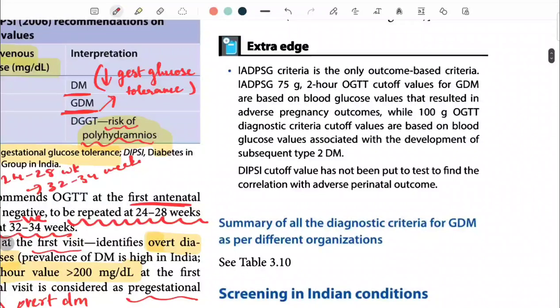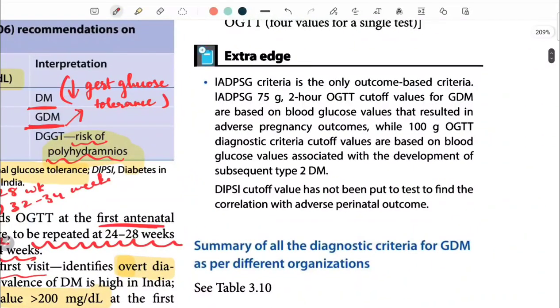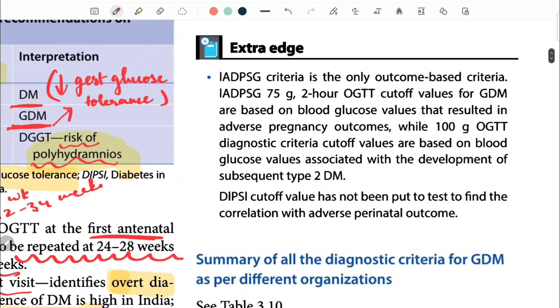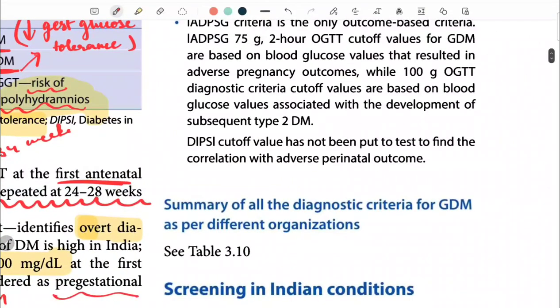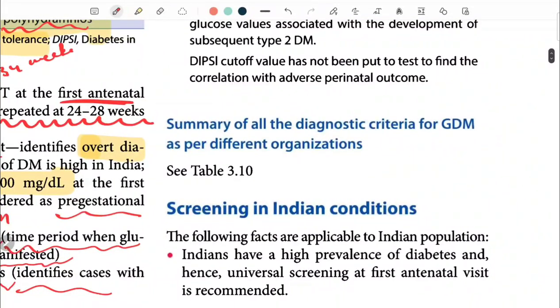Now, the IADPSG criteria is the only outcome based criteria. IADPSG 75 gram 2 hour OGTT cutoff values for GDM are based on the blood glucose values that resulted in adverse pregnancy outcomes, while 100 gram OGTT diagnostic criteria cutoff values are based on blood glucose values associated with the development of subsequent type 2 diabetes mellitus. So, the DIPSI cutoff value has not been put to test to find out the correlation with adverse perinatal outcome.